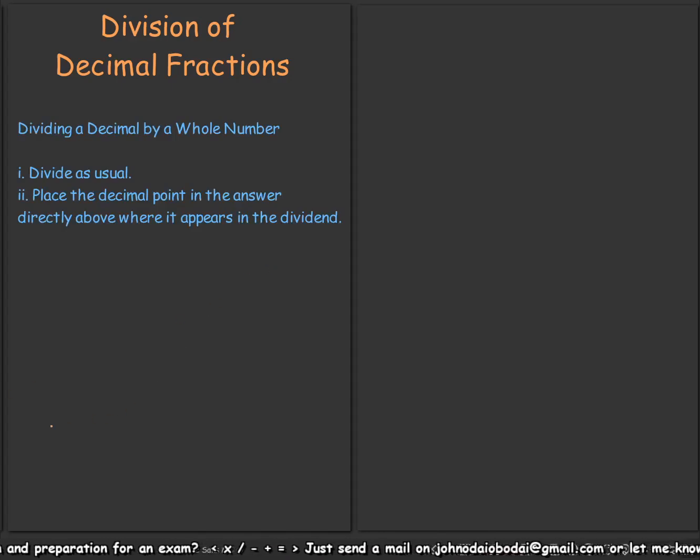So the first thing we'll be looking at is how to divide a decimal by a whole number. And it's very simple, if you have a pre-knowledge of your long division. If you know how to use your long division, then divide as usual. If you divide as usual, you just place the decimal point in the answer right above the dividend. You get it? So let's look at what this means.